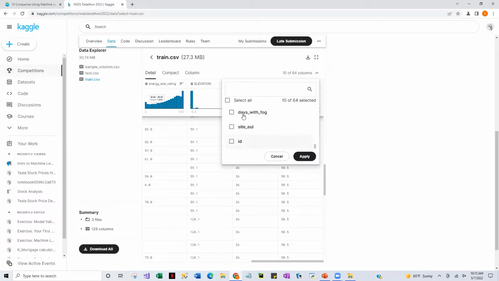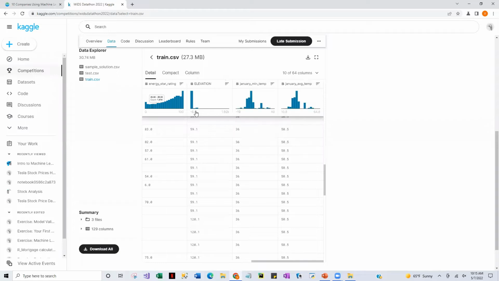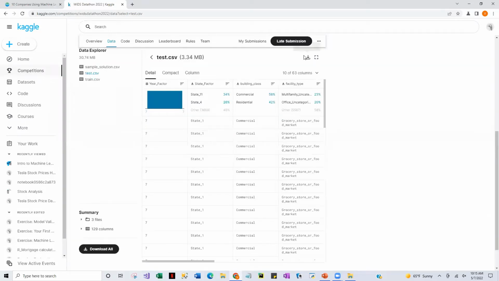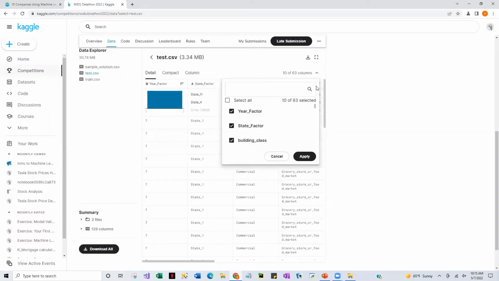So they have provided all the data in the train set, and you're going to build your algorithm. After you build the algorithm, you're going to test it. Here, you will have only 63 columns. The output column is missing. So your job is to find out the site UI, that is the outcome.